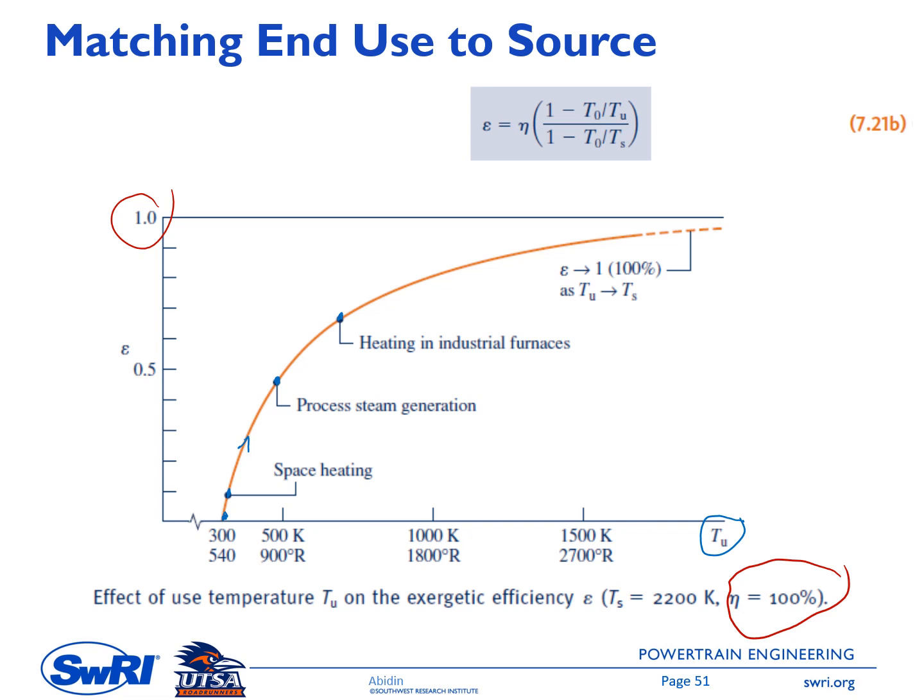So from this figure, you can see as we increase Tu, especially as Tu approaches Ts, then epsilon will also get close to the eta value, which is 1 here, or 100%. And so this eta line is a kind of asymptotic line, and this epsilon line will approach this line as we increase Tu.